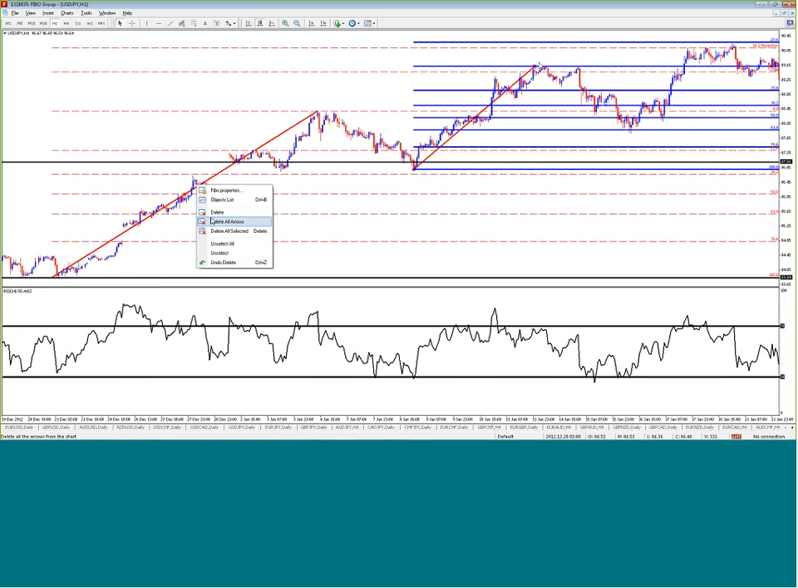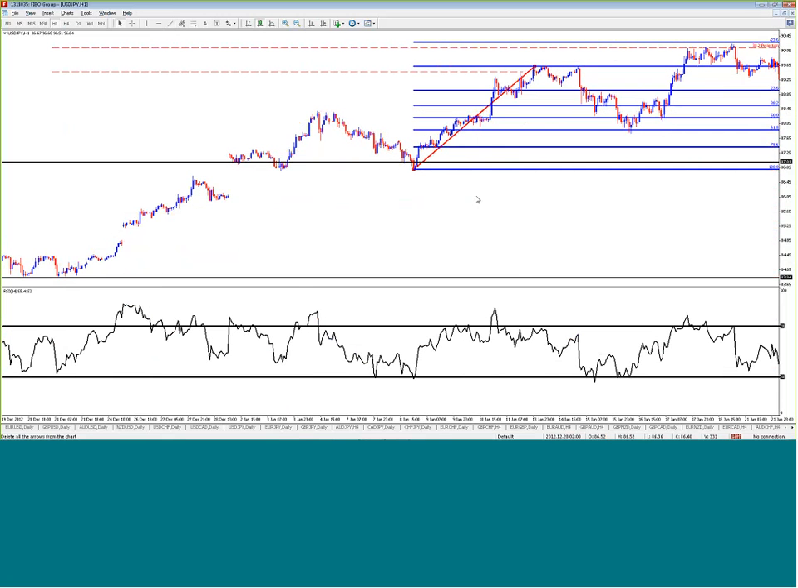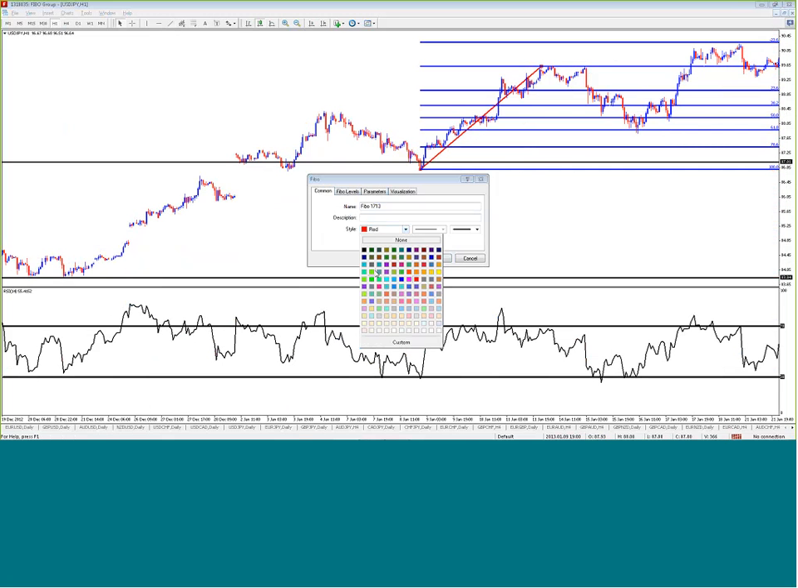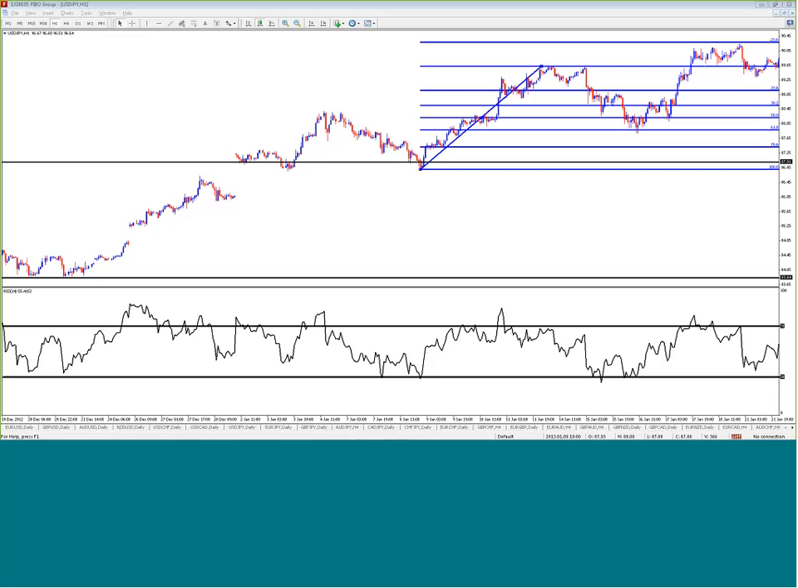Let's erase this now, that we no longer need. I'm a stickler for keeping everything the same color here. Okay, so where we bought, remember that double bottom pattern? That's where we start our new Fibonacci levels. Where we took profits, that's where we end the new Fibonacci levels.